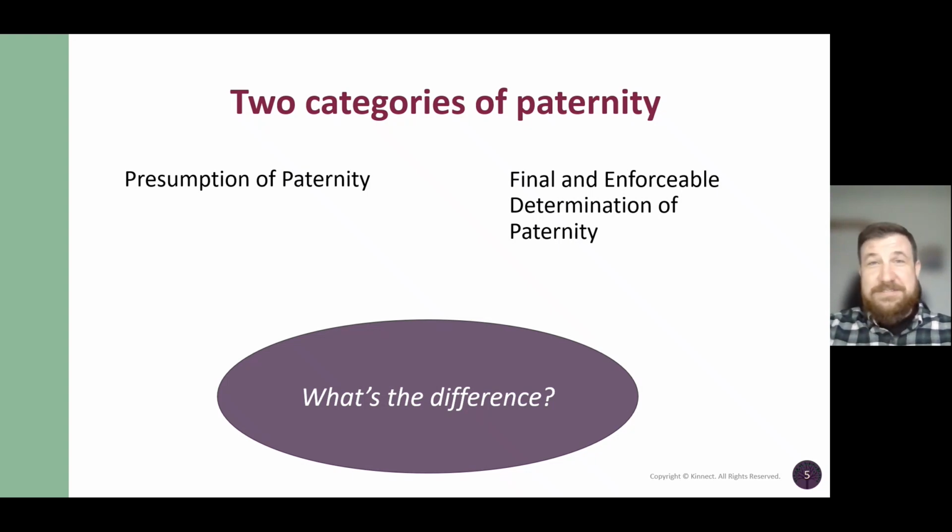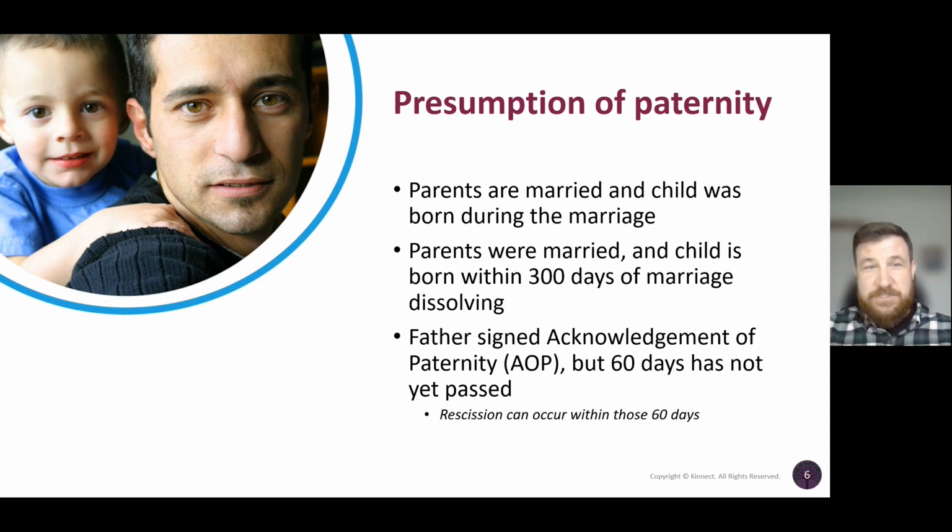Let's find out. Presumption of paternity, here are the ways that that is established. The first, if the parents are married and a child was born during the marriage. Presumption of paternity means just that. It's that a man is presumed to be the father. So if parents were married and a child is born within 300 days of the marriage dissolving, that also counts as presumption of paternity.